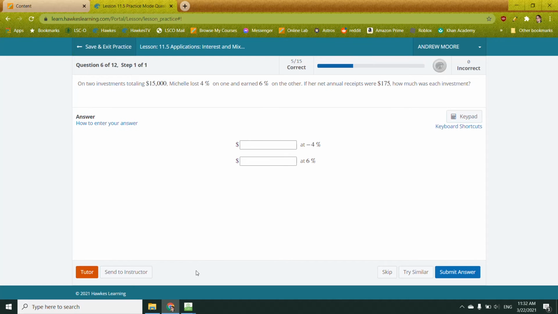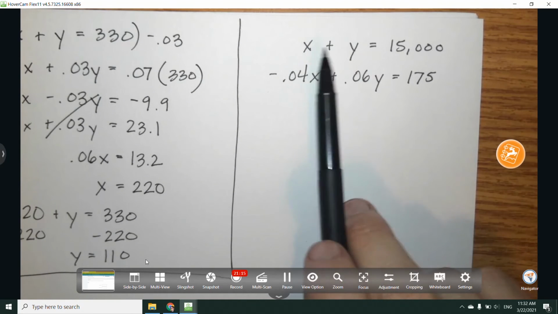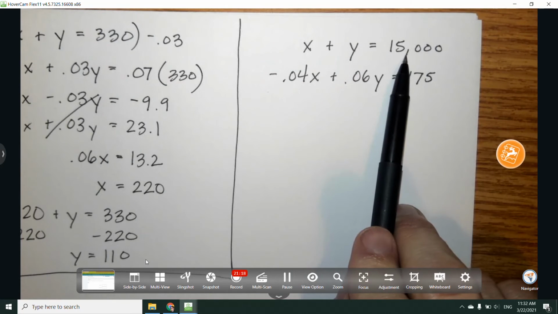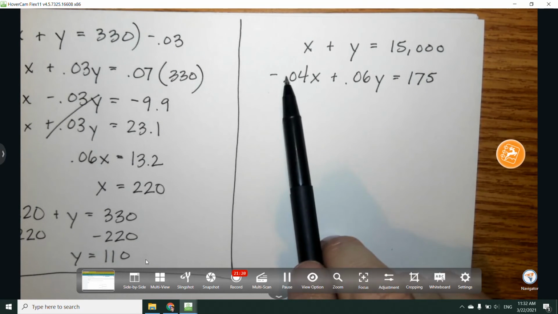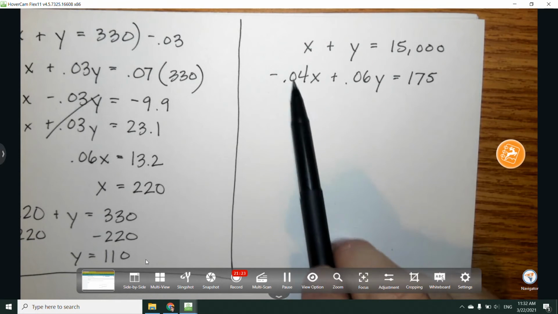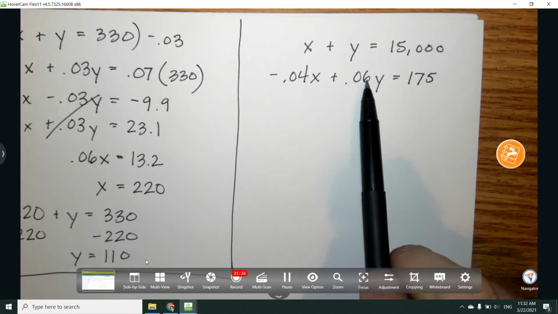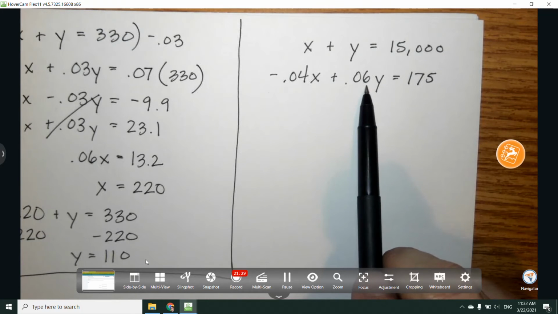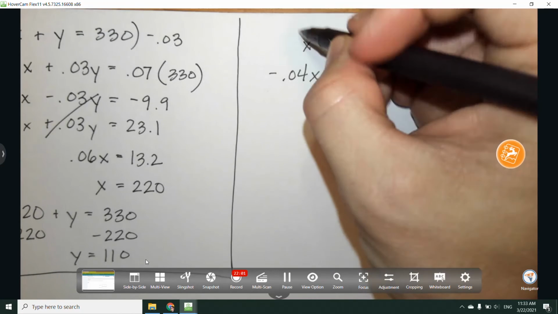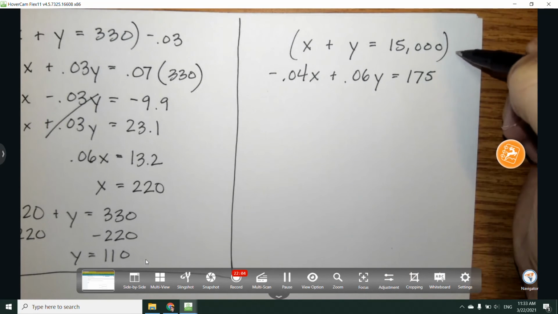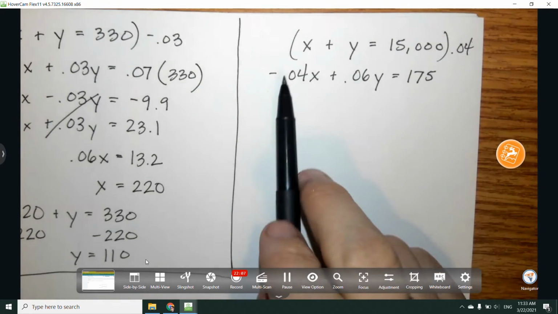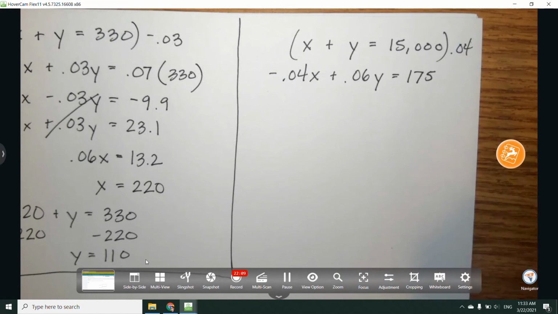On two investments totaling $15,000, Michelle lost 4% on one and 6% on the other. If her net annual receipts were $175, how much was each investment? Together, these things are totaling up a total of $15,000. We lost money on this one, so this is a negative 4% that we lost on this one, and we gained 6% on this one. And let's go ahead and multiply this one times just 0.04. Remember, this one's already a negative, so we didn't have to add a negative to this one. So that's why I made that decision.